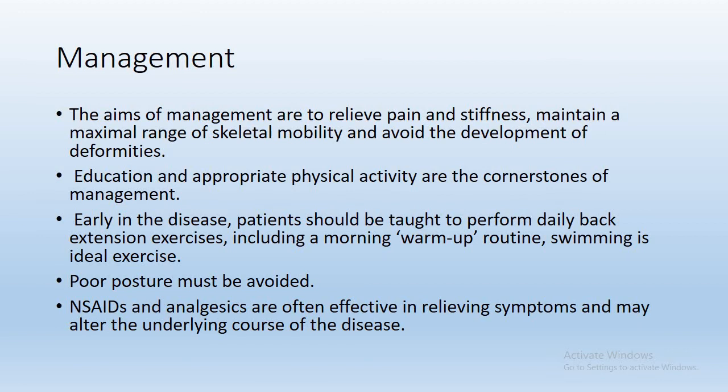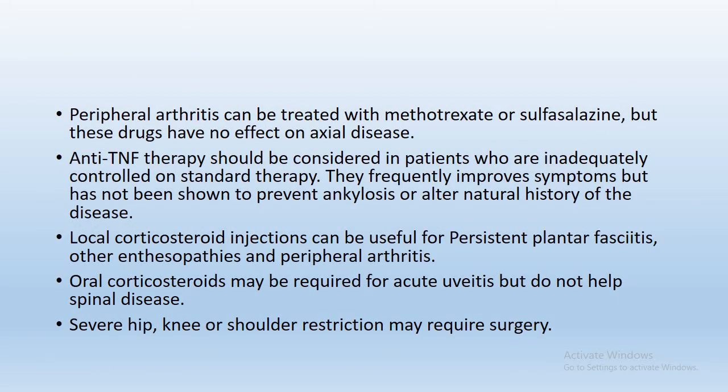Non-steroidal anti-inflammatories and analgesia are often effective in relieving symptoms and may alter the underlying course of the disease. Peripheral arthritis can be treated with methotrexate or sulfasalazine, just like rheumatoid arthritis, but these drugs have no effect in axial disease. Anti-TNF therapy should be considered in patients who are inadequately controlled with the standard therapy.